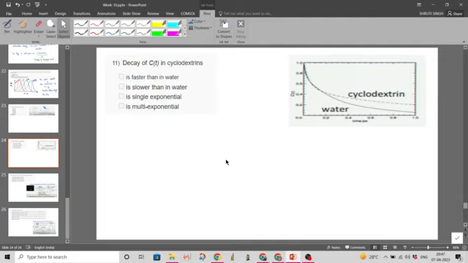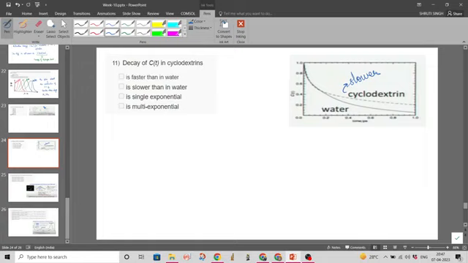Let's do this fast. Now, the decay of CT correlation in cyclodextrin is faster than water, is slower than water, is single exponential, or is multi-exponential. Here I have kept the correlation decay. The dashed one is for cyclodextrin. The water one seems faster, the cyclodextrin is slower. So it is slower than water.